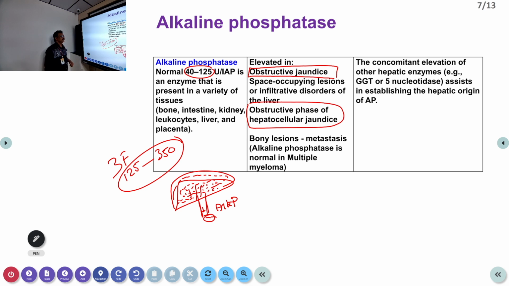Then space occupying lesions in the liver, and some bony lesions also can produce alkaline phosphatase elevation. But remember, in bony lesions, in multiple myeloma, that is also a lytic bony lesion, alkaline phosphatase will not be elevated. So in liver infiltrative disorders, obstructive jaundice, the obstructive phase of hepatocellular jaundice, and bony lytic lesions, alkaline phosphatase elevation will be there. But in multiple myeloma, even when it is a bony lytic lesion, alkaline phosphatase will not be elevated.